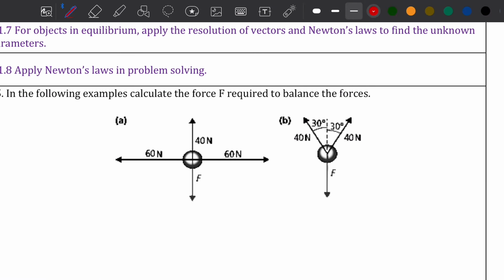Okay. Next, in the following examples, calculate the force required to balance the forces. So the first one is quite easy. We have got 60 Newton to the right, 60 Newton to the left, 40 Newton up, so it should be 40 Newton down. So F here will be 40 Newton.